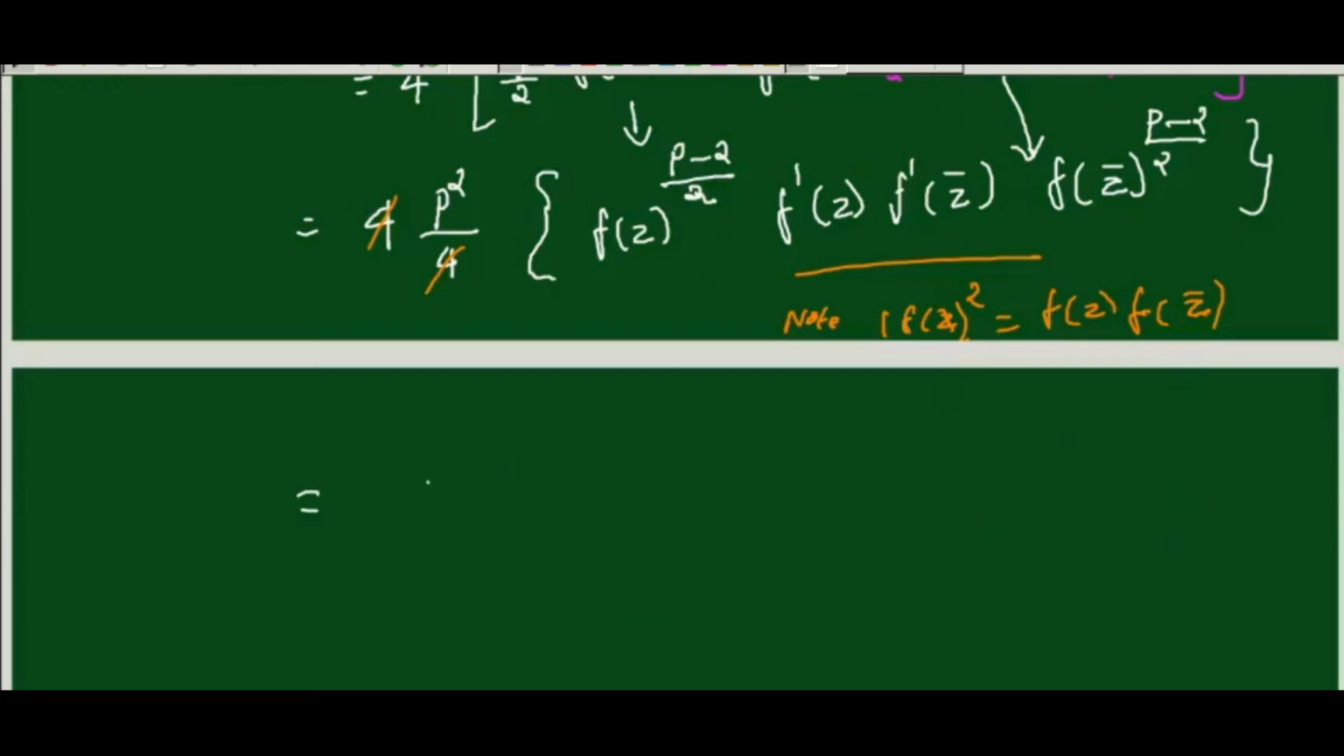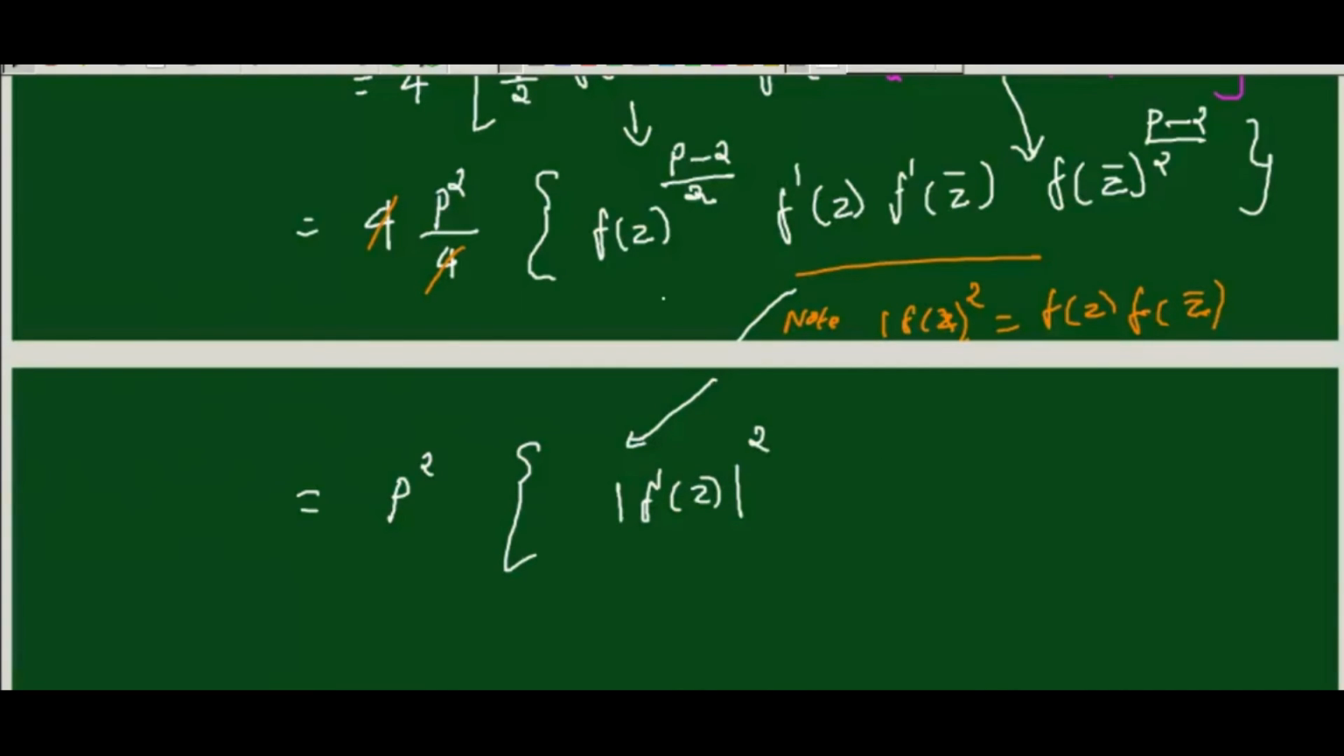Therefore, on the left side, outside the bracket we have p square, and for the remaining part I'm going to use the note. What does that note say? f of z into f of z bar is equal to modulus of f dash of z the whole square.